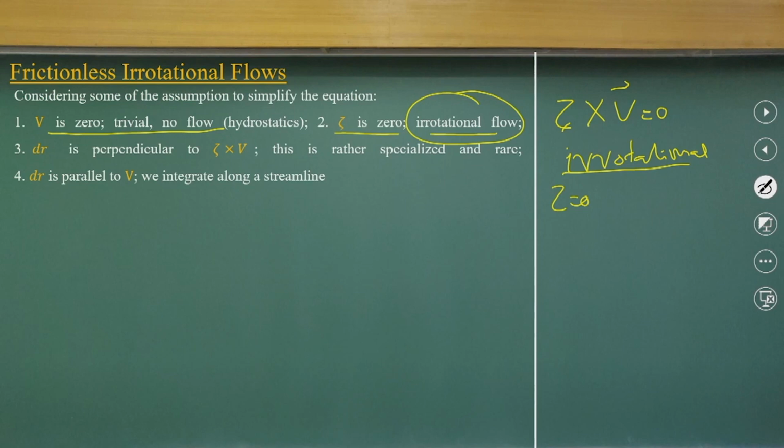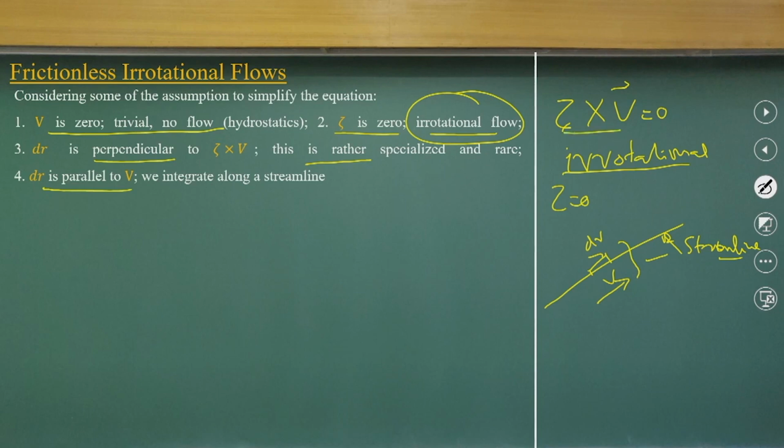But if dr is perpendicular to that, as you have the dot product, this can be a specialized, rare condition. But if dr is parallel to v, that means we have a velocity field and dr is parallel to the v. What does that mean? That means this line is the streamline. If dr is parallel to v, this line is representing the streamline. So, if that is the condition, it is also quite validated.